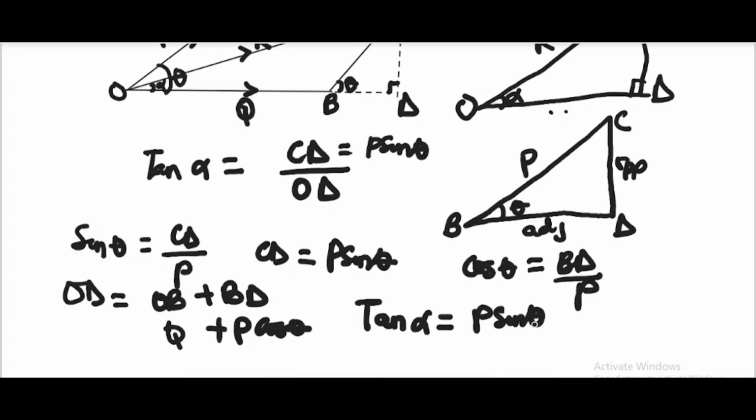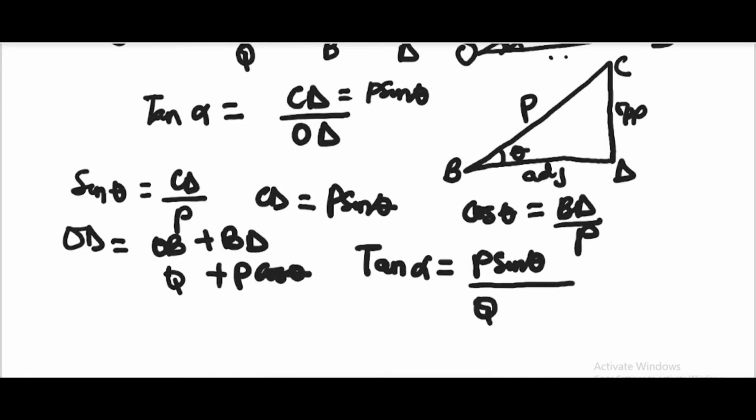So now going back, I have my tan alpha equal to P sine theta over Q plus P cos theta. As simple as A, B, C. Even if you are forgetting the formula, if you remember how it was gotten, you will not forget it.